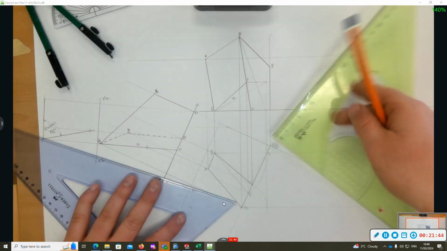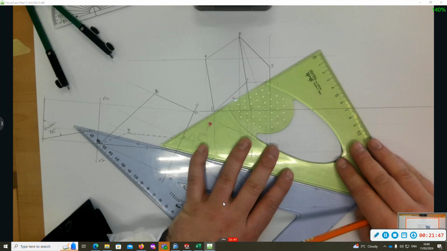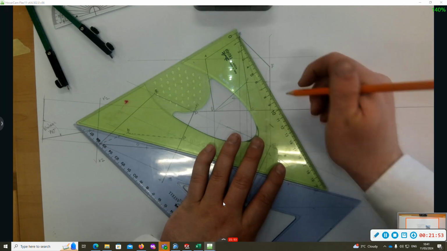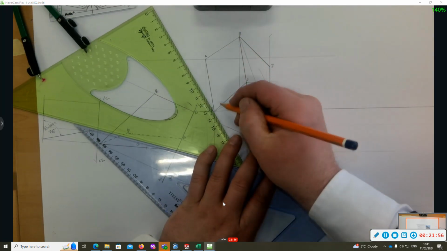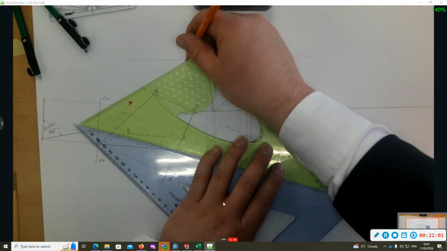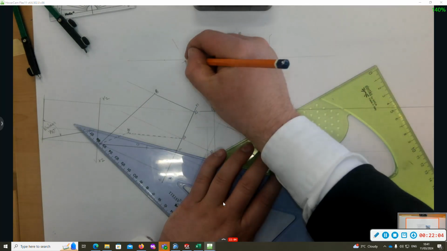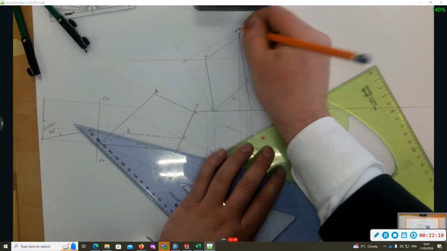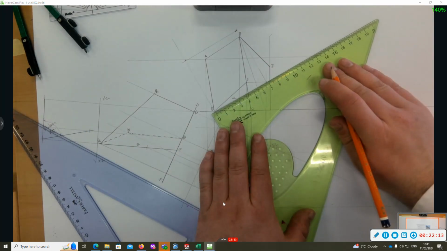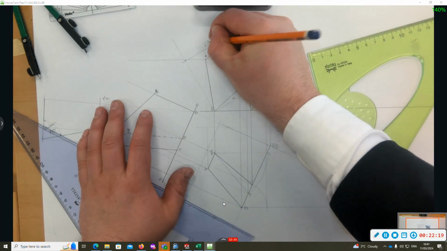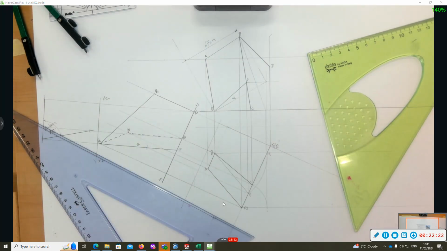It says determine and indicate, so we're going to do that now. 67 millimeters. It's our true length. Now, our last one.